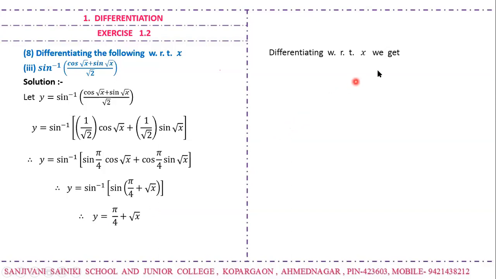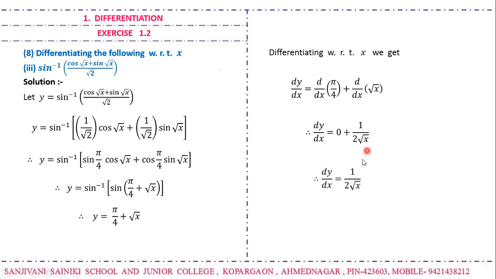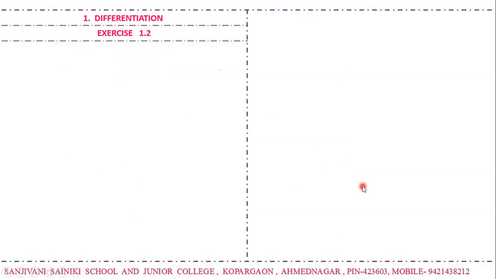Differentiating with respect to x, we get dy by dx equal to d by dx of pi by 4 plus d by dx of root x. But d by dx of pi by 4 is 0 and d by dx of root x is 1 upon 2 root x. So the derivative of the given function with respect to x is 1 upon 2 root x.